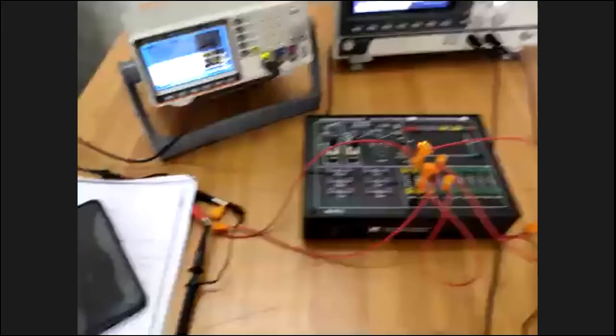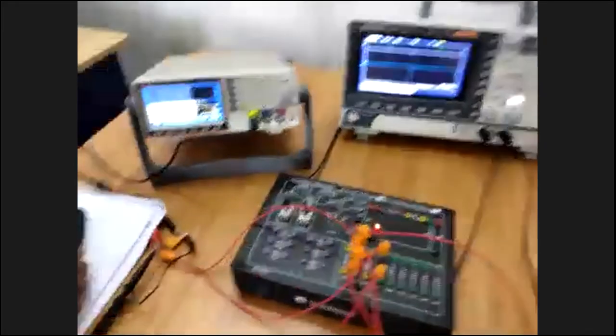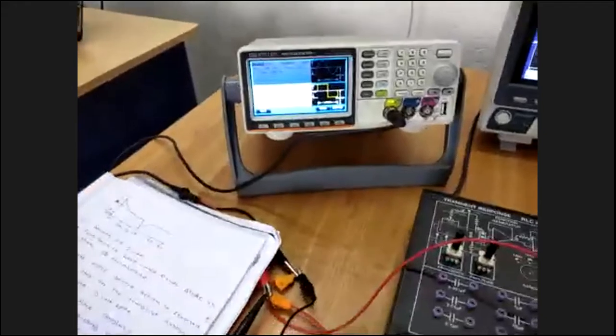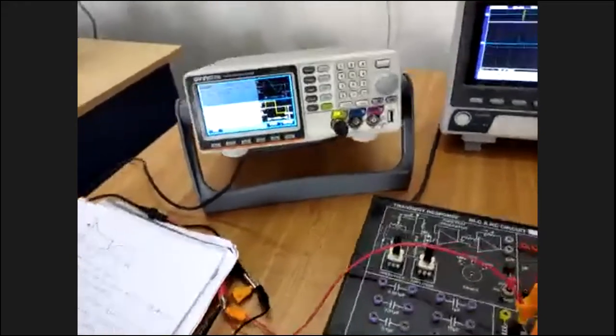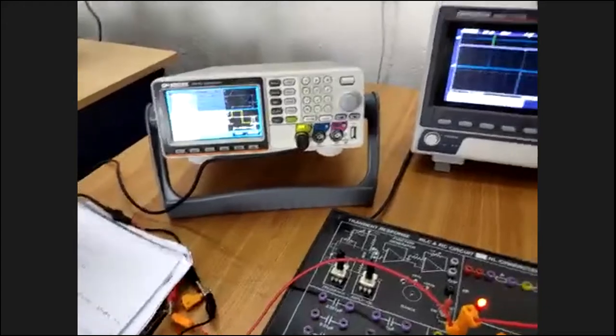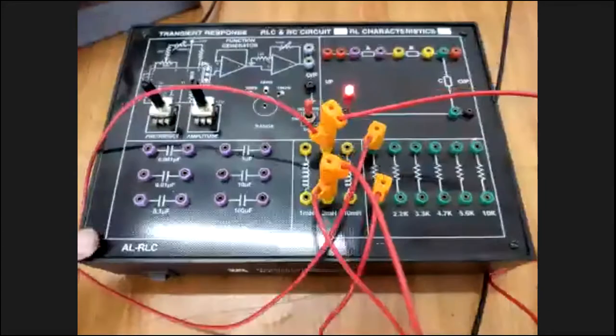Okay, so very good afternoon to all of you. Today we are going to perform our next experiment, and that is transient response of RL circuit. So that is our circuit. You can clearly see this is our circuit. This is our experimental kit.